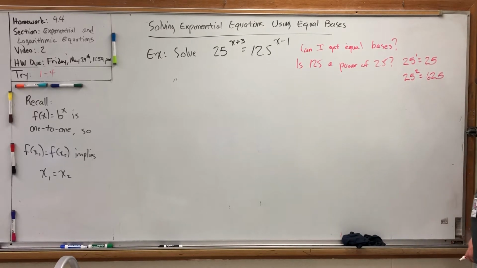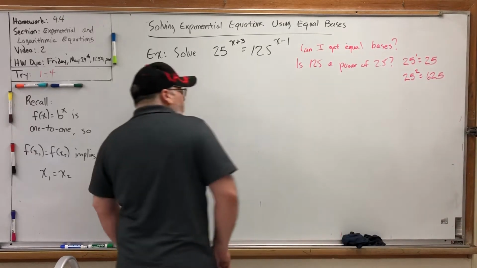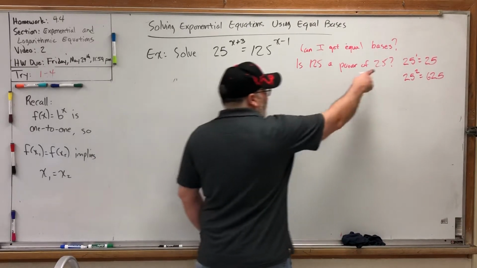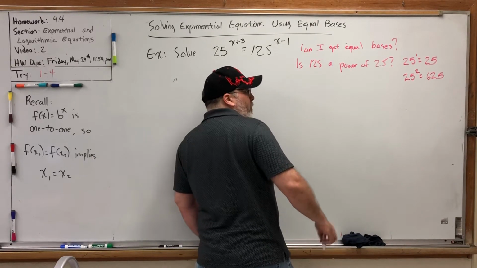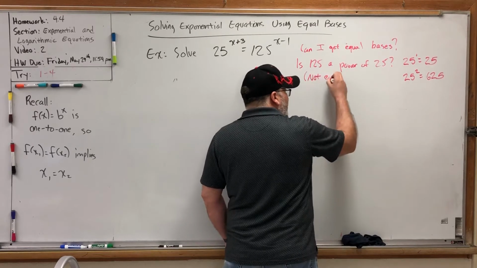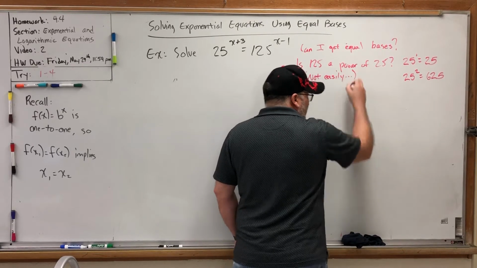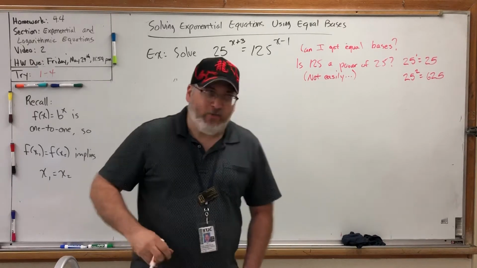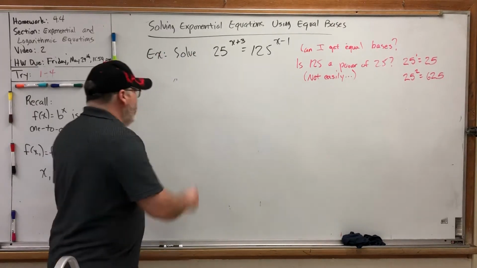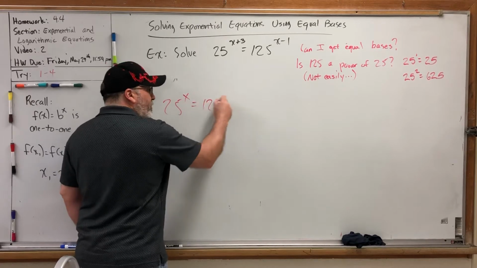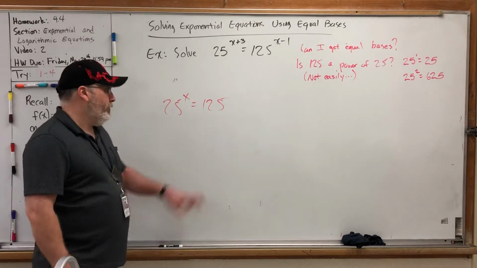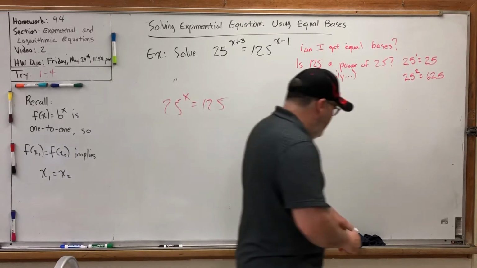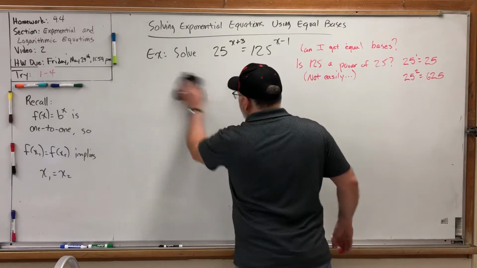The power is between 1 and 2, which means it's a fraction or a decimal, and there's an infinite number of fractions and decimals between 1 and 2. So the answer to "is 125 a power of 25?" is: not easily. It is, and if you message me and ask what that power is, I'll find out, or you can just try to solve this equation on your own, which answers the question, 125 is what power of 25? But I'll leave that for you to do in case you're curious.